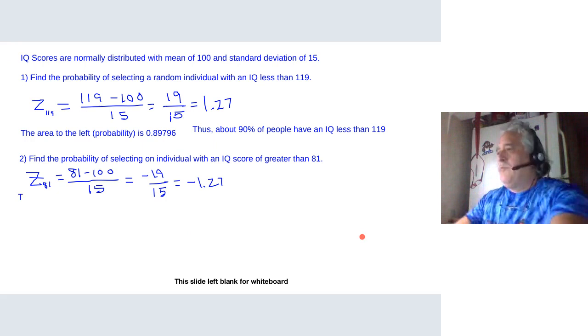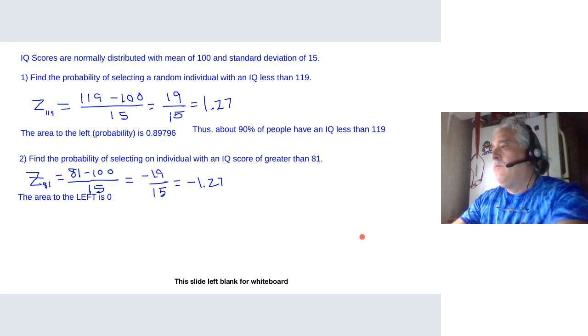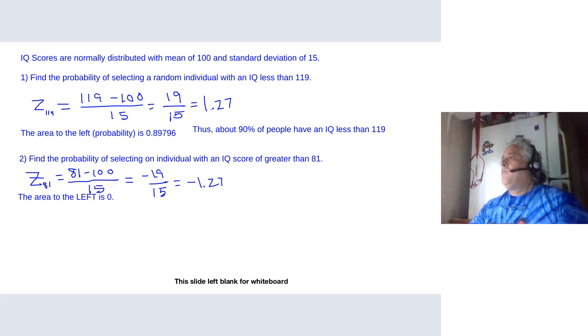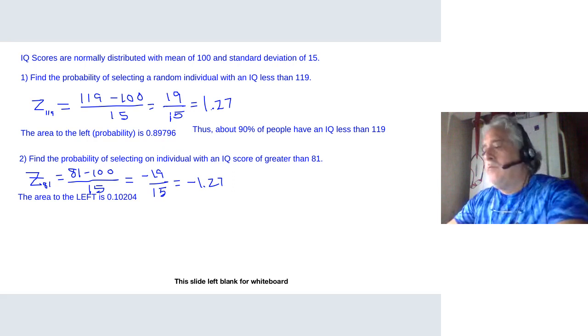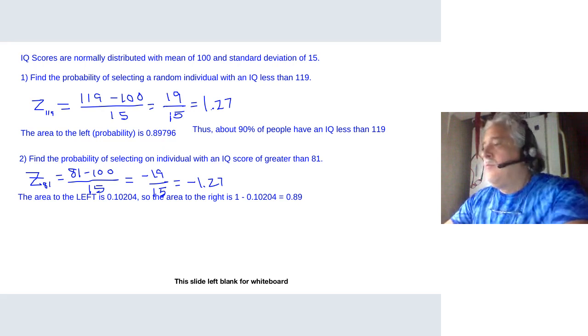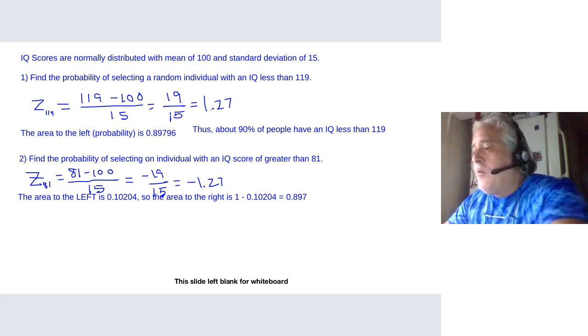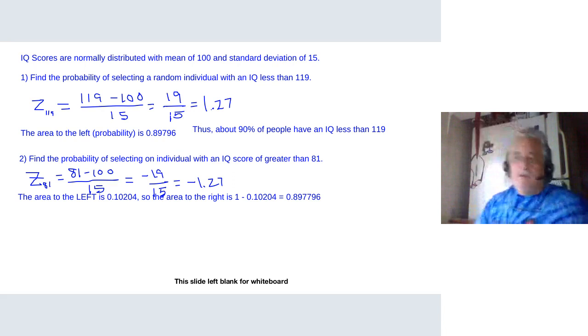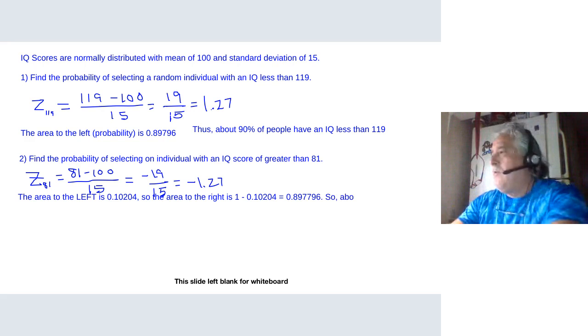So the area to the left is 0.10204. So we've got to subtract that now. And what do you think we're going to come out to? So this is also showing you how the complement works. It ends up being the same thing because of the fact that we're dealing with symmetry. So about 90%.